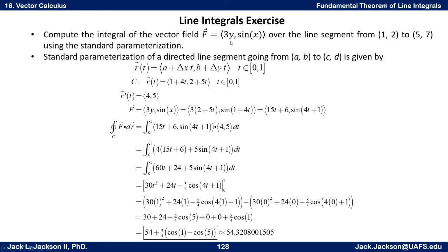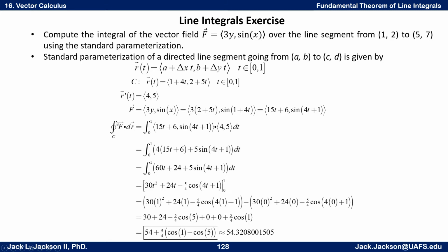The vector function for our vector field is 3y comma sine of x, and we just need to plug in our parameterization. In place of y, we put 2 plus 5t, and in place of x, we put 1 plus 4t. Distributing, this is 15t plus 6, and then sine of 4t plus 1. Take the dot product of that F with r prime, and integrate with respect to t from 0 to 1. This is the integral over that curve of F dot dr, the line integral.